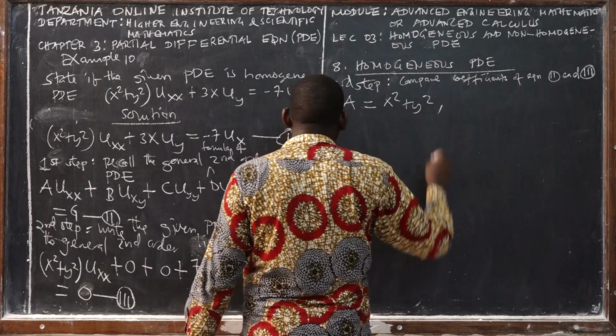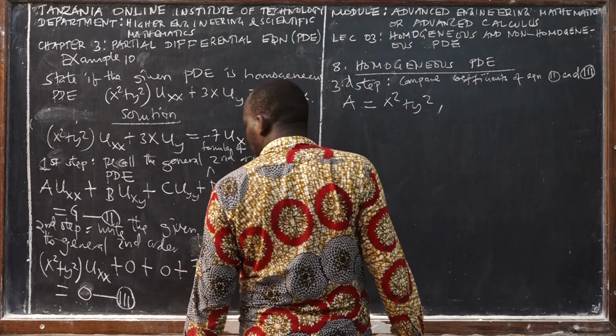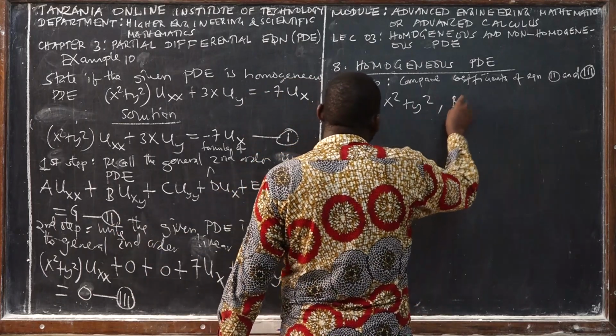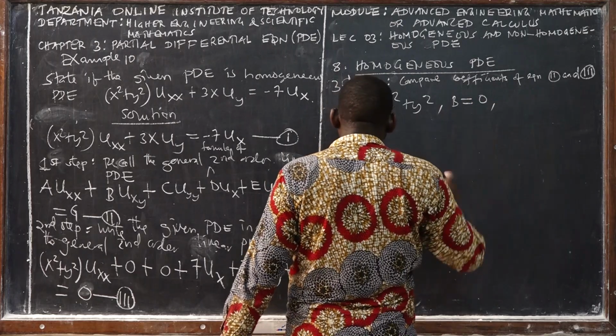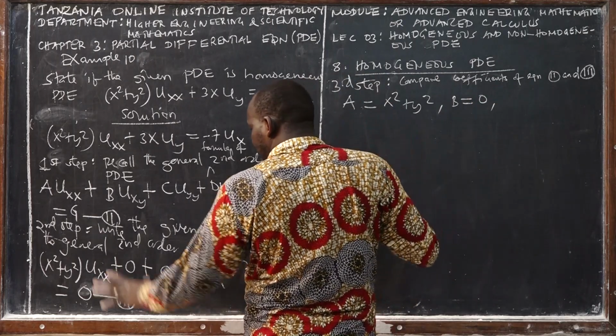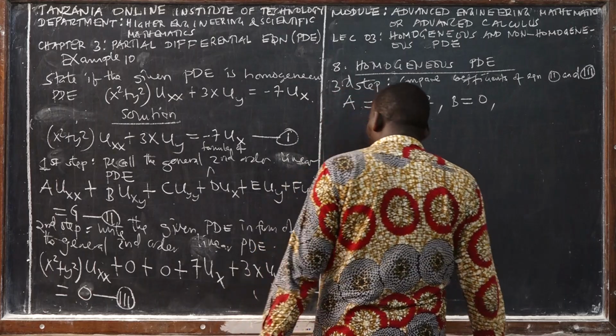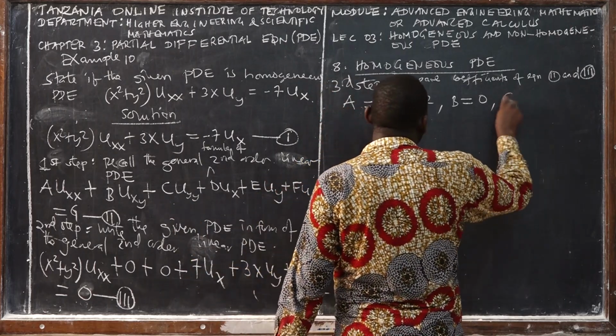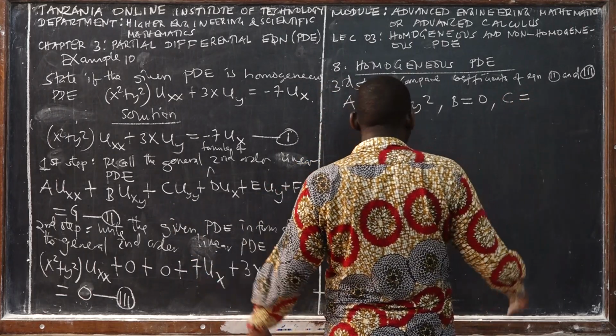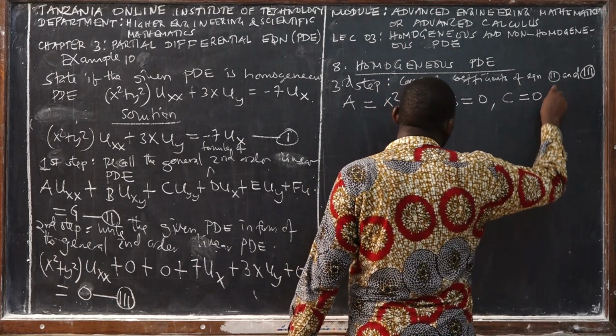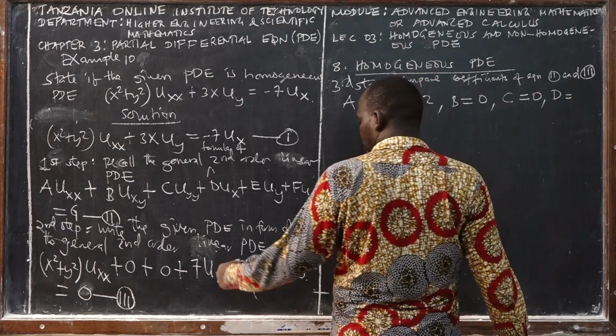X squared plus y squared. The next one is what? B. B is equal to what? This is the preparation for lecture 4, because we'll discuss this equation in detail in lecture 4. The next one is C. C is equal to what? 0. The next one is D. D is equal to what?